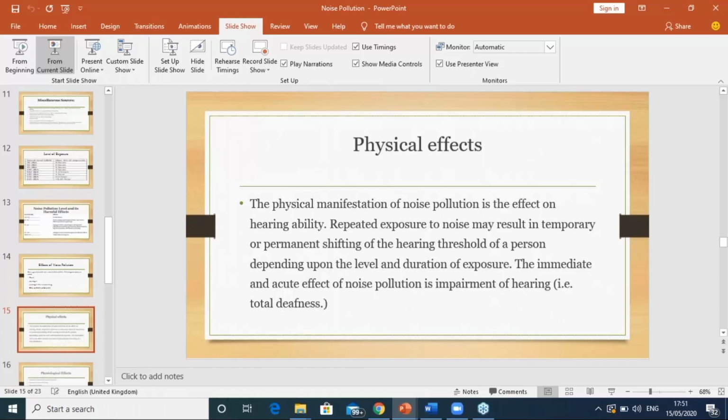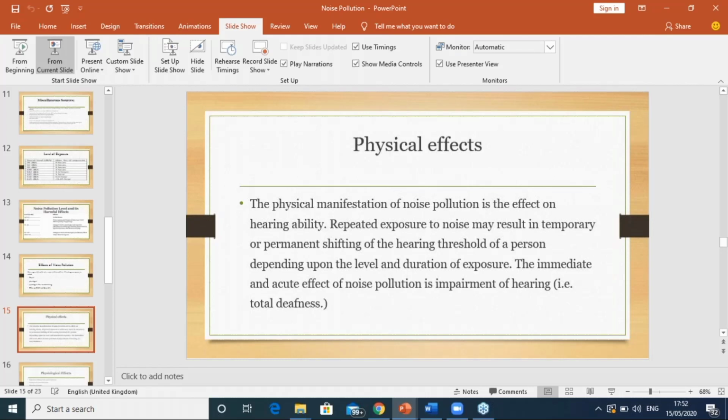Physical effects. The physical manifestation of noise pollution is that it affects hearing ability. Repeated exposure to this may result in temporary or permanent shifting of the hearing threshold of the person. This can cause immediate and acute effects to hearing. The person is impaired, and continuous exposure to those kinds of sounds, high noise levels, can cause total deafness.